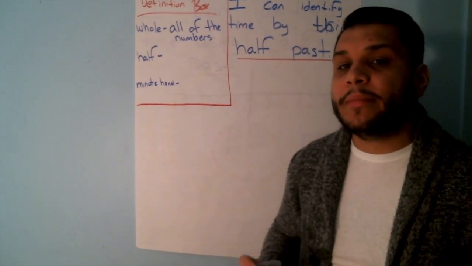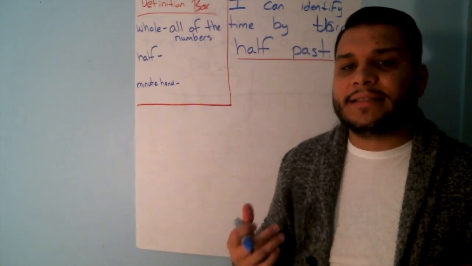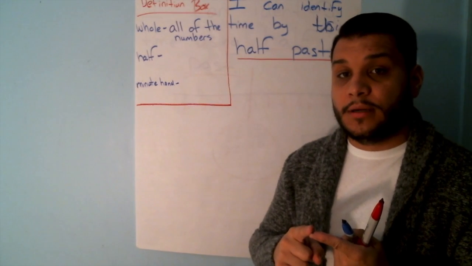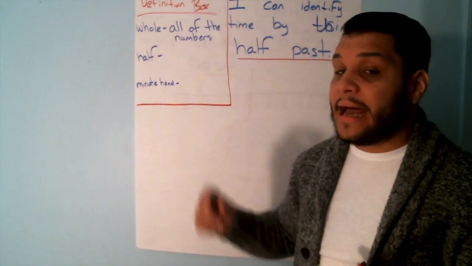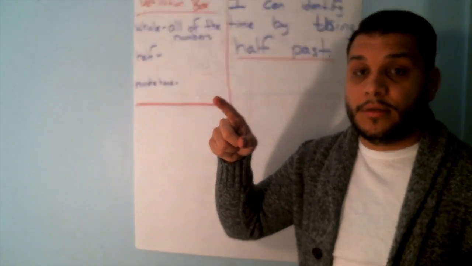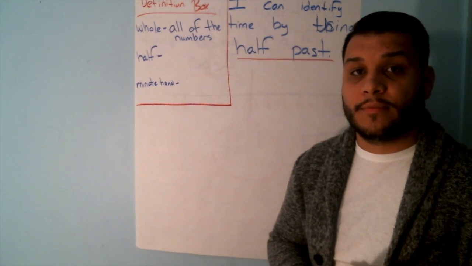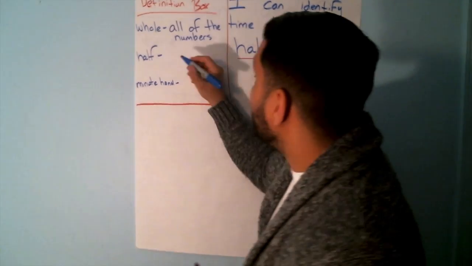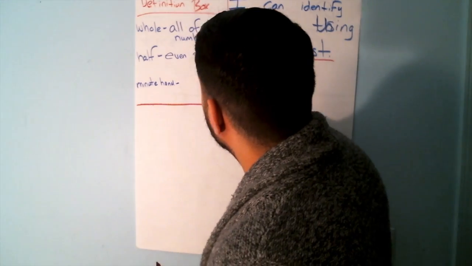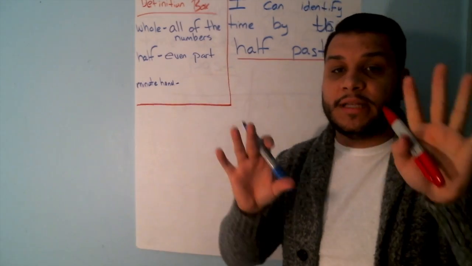Now, if the whole means all of the numbers, then what can I say half means? If whole is all of the numbers, then we would say that half is some of the numbers, all of the numbers, or an even part of the numbers. Yes, if you said an even part, you are correct. It is an even part because we want to make sure that both sides are equal.